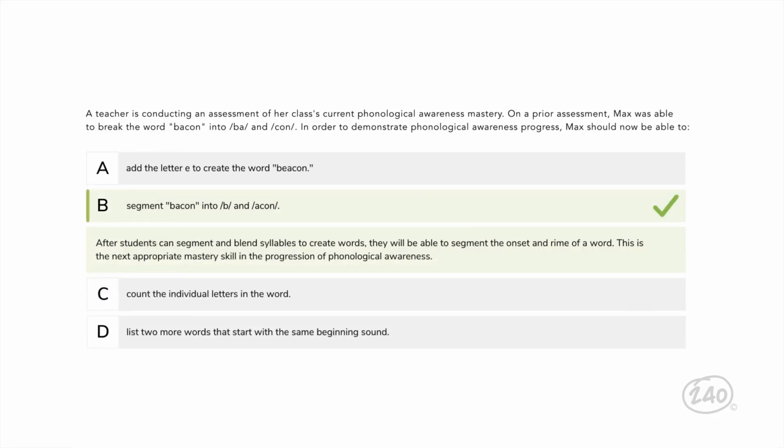After students can segment and blend syllables within a word, they'll be able to segment the onset and rhyme of a word. This is the next step in progression of phonological awareness. Let's take a look at another one.